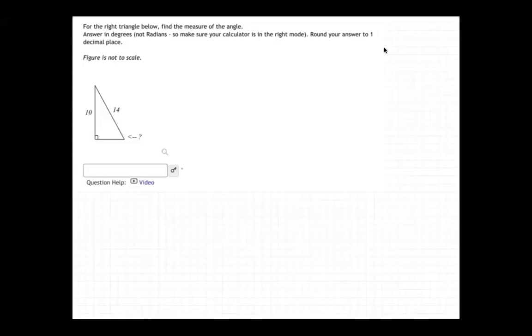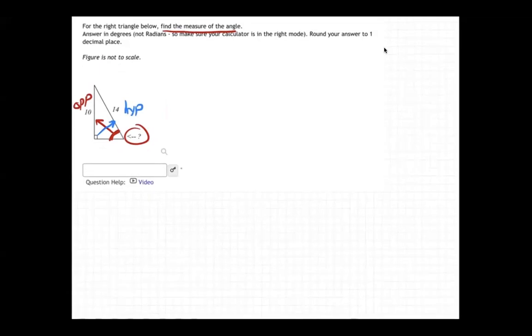Welcome to an example in which we are looking at this triangle and they're asking us to find this angle right there. See that little arrow question mark, and it says find the measure of the angle. So what is this angle right here? Well, this side here is the opposite. This side here is the hypotenuse because it's across from the right angle. And so that means this side down here must be the adjacent.